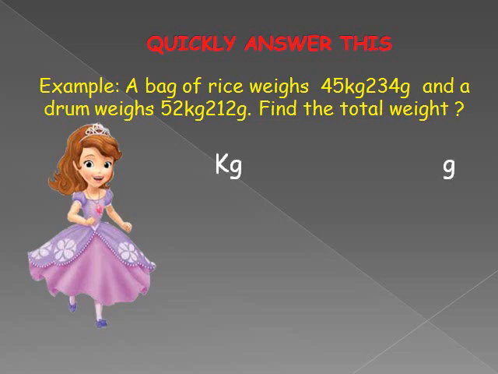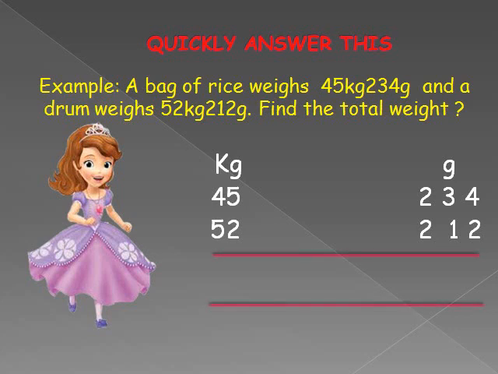Okay, now the first thing to do is write your units, which is kilograms and grams. 45 kilograms, 234 grams, then 52 kilograms, 212 grams. Don't forget, we are adding them together. Always start from the right hand side. You know, whenever we want to add, we always start from the right hand side.